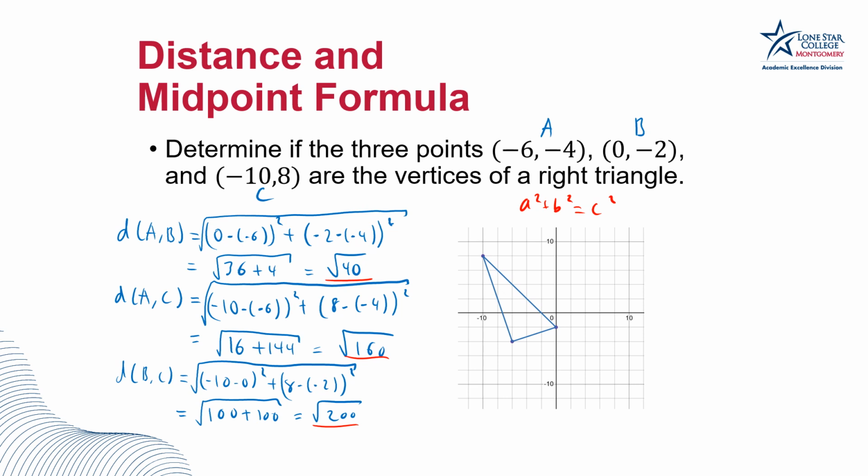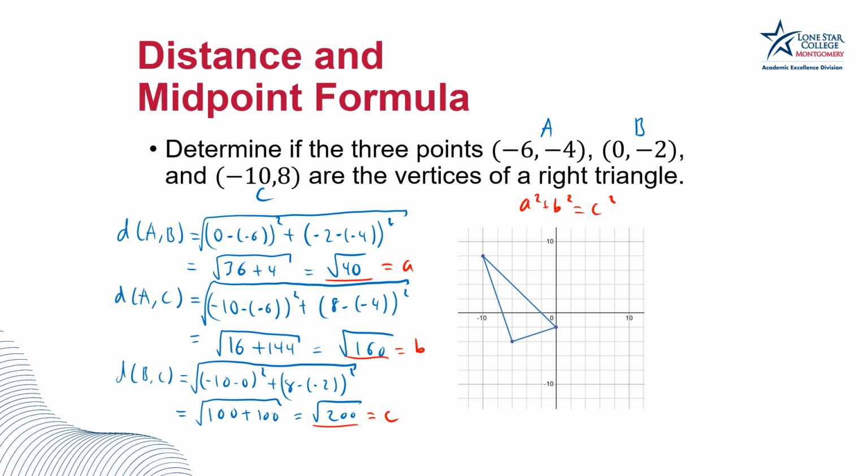So we can automatically say that's our c side. That means that square root of 40 and square root of 160 are a and b. Doesn't matter which one we say. So say this is a, this is b. So applying that to the Pythagorean theorem, will it be true or not?